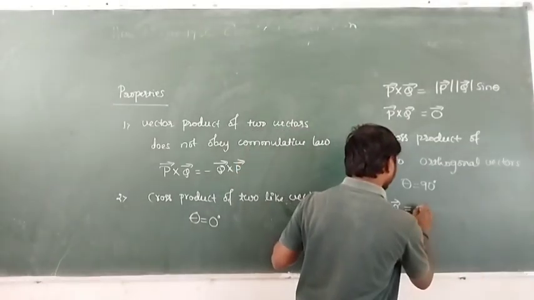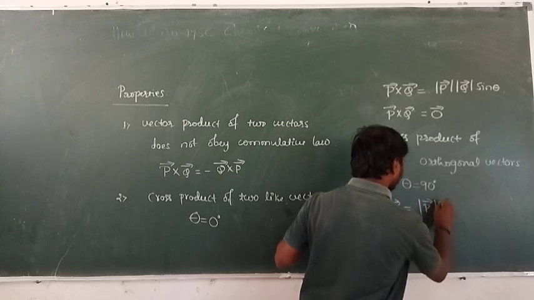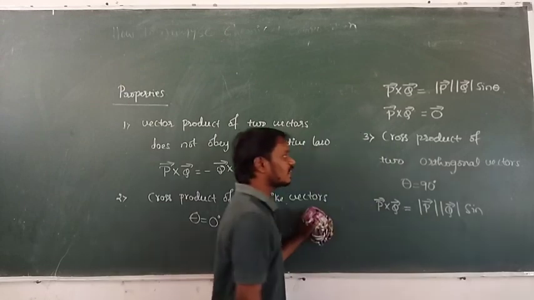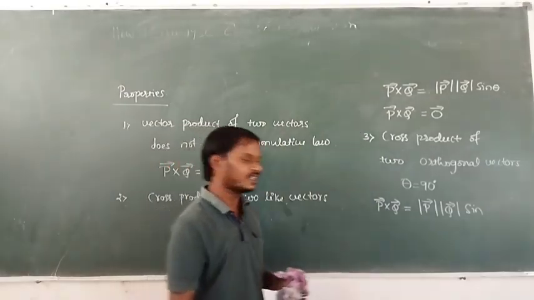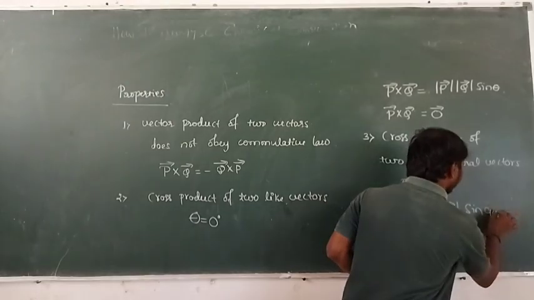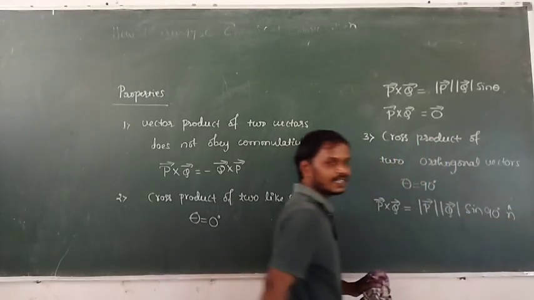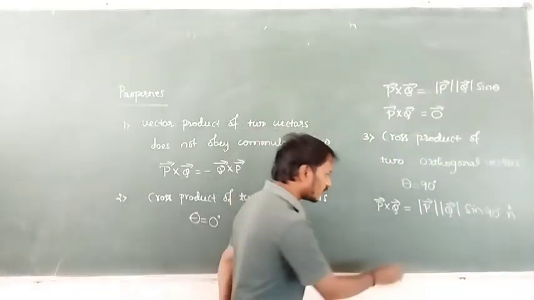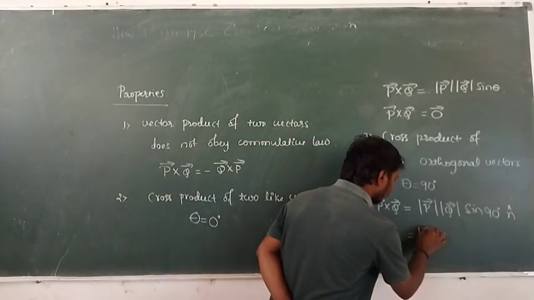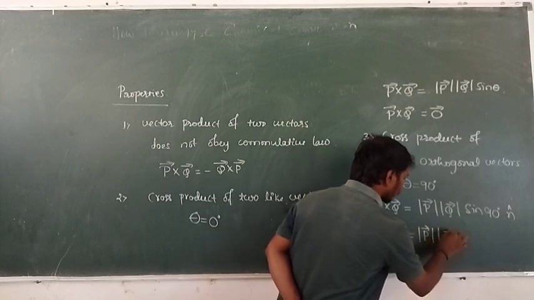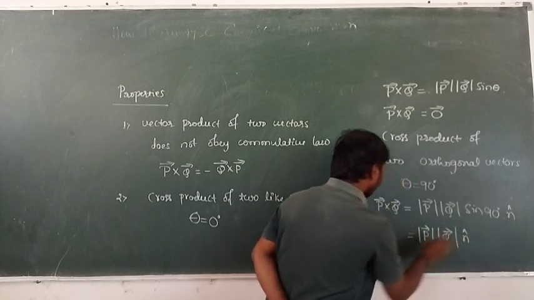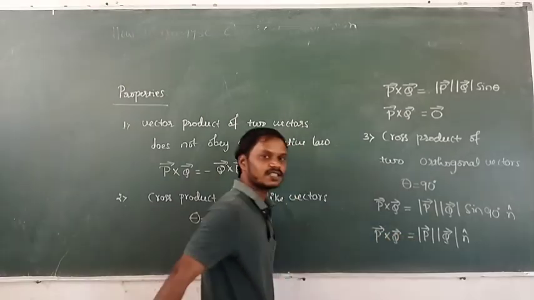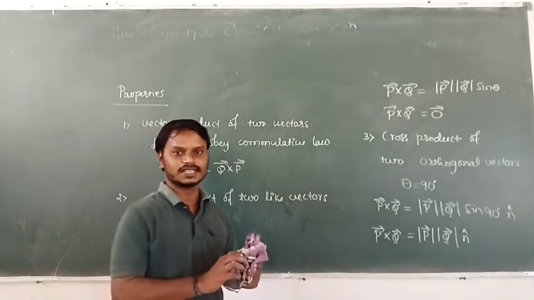Then see the magnitude of vector P into magnitude of vector Q into sine of angle between them. What is the angle between the orthogonal vectors? That is 90 degree. Then I will write sine of 90 degree into normal unit vector n cap. Okay. So sine 90 is how much? Sine 90 is 1. Then we can write the magnitude of vector P into magnitude of vector Q into unit vector n cap. Then it is the cross product of two orthogonal vectors. Orthogonal vectors means here perpendicular vectors.